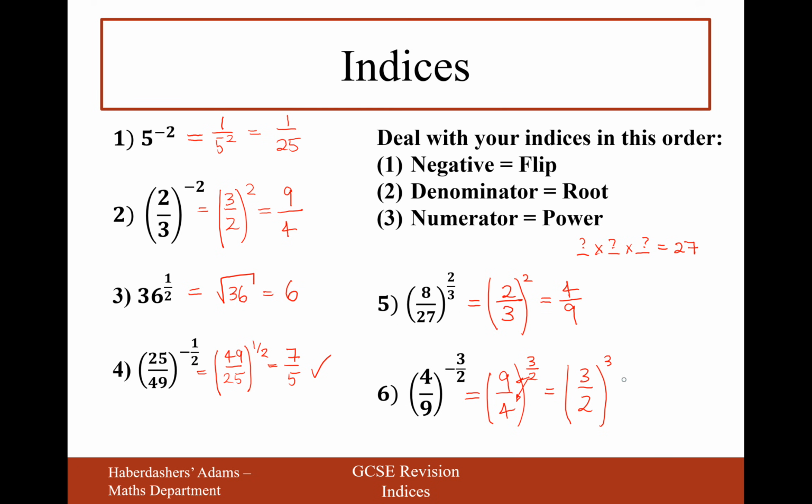And now I've got the final step 3, which is to do the power. So it's 3 to the power of 3, which is 27, and 2 to the power of 3, which is 8. So there we have it. That's the final answer to this final one here. So hopefully that's made sense. Go through your 3-step process: flip it, root it, power it.